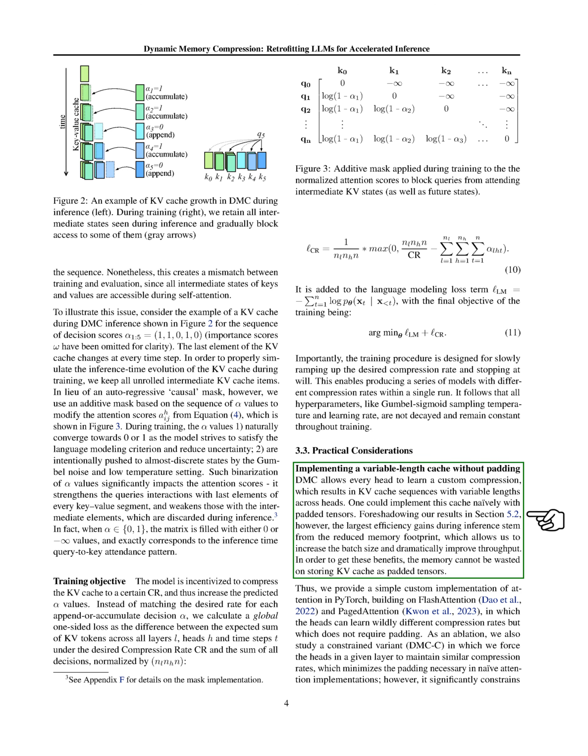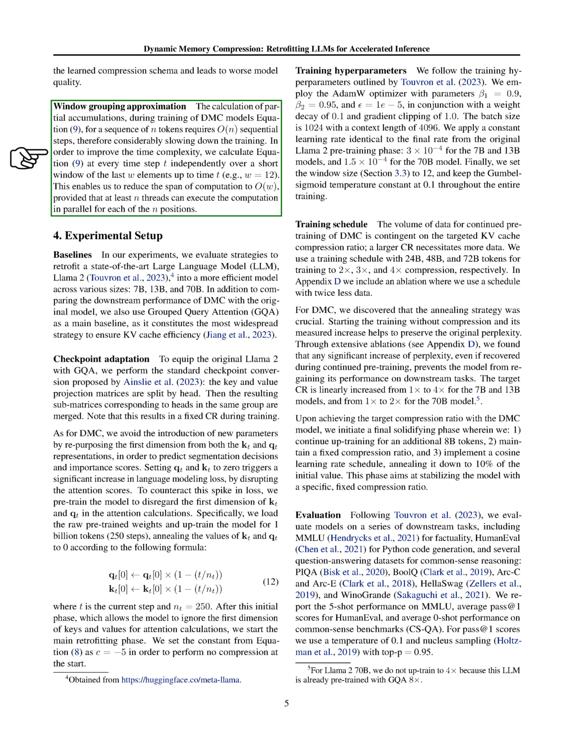Section: Window Grouping Approximation. In this section, we tackle the challenge of approximating window grouping. When training DMC models, calculating partial accumulations for a sequence of tokens can be time-consuming, requiring many sequential steps. To speed up training, we calculate these partial accumulations independently at each time step over a short window of the last elements up to that time. By doing this, we reduce the computation span significantly, making it more efficient.